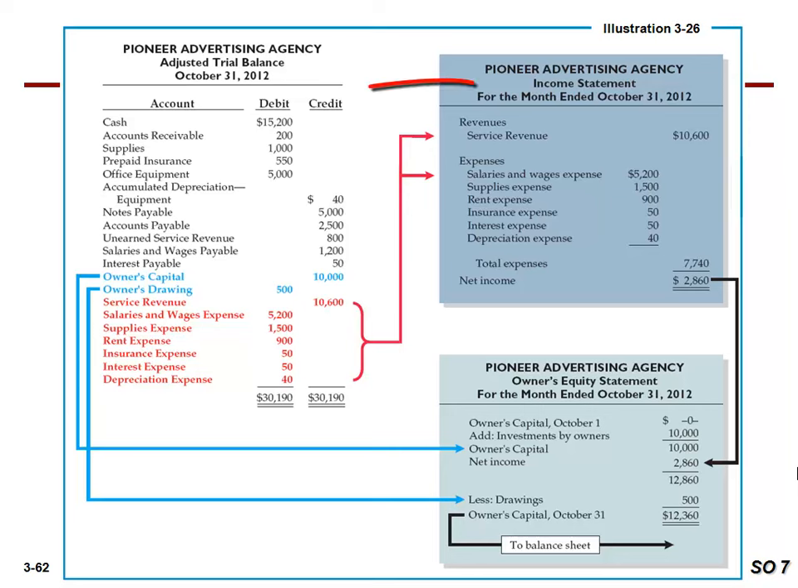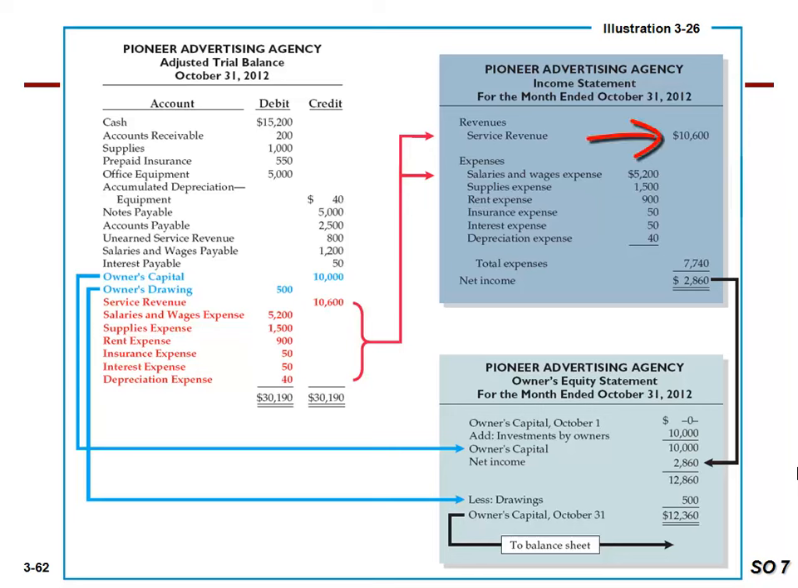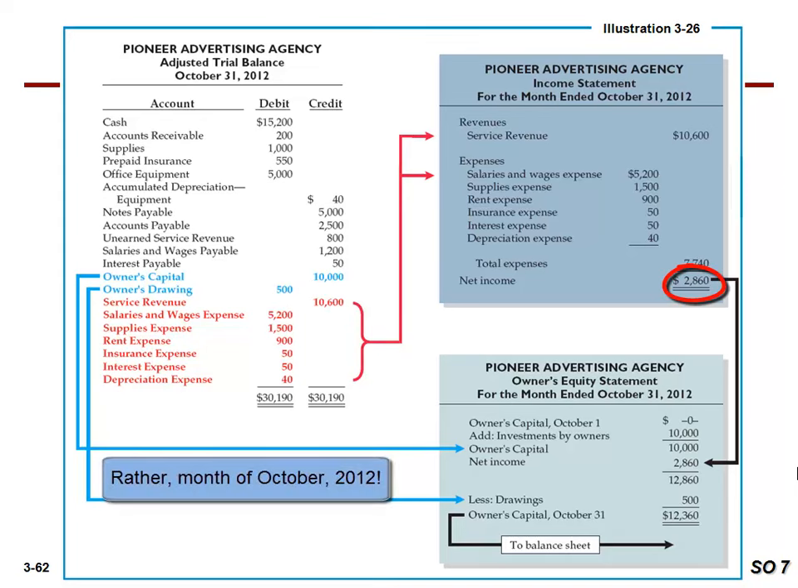So for the income statement first on the right, we simply segregate all our earned revenue accounts and all our expenses and put them on a separate piece of paper and call it an income statement. Total earned service revenues of $10,600 less all the expenses totaling $7,740. The excess of revenue over expenses is $2,860. That's our net income for the month of March of 2012.